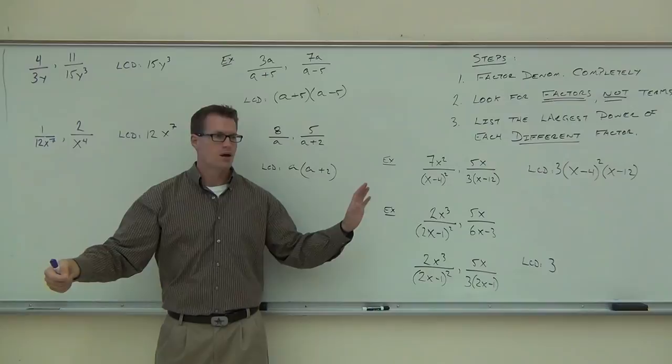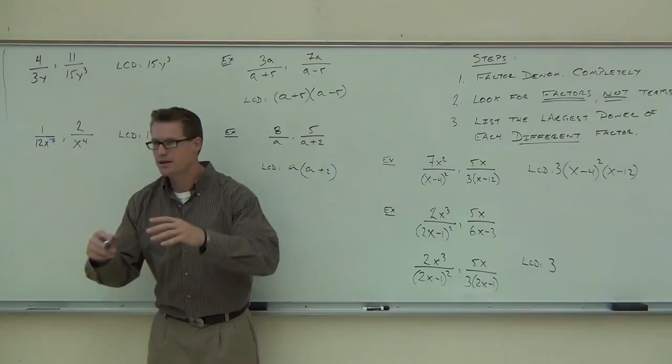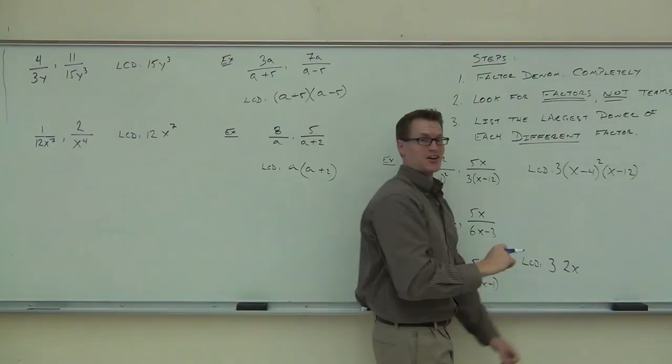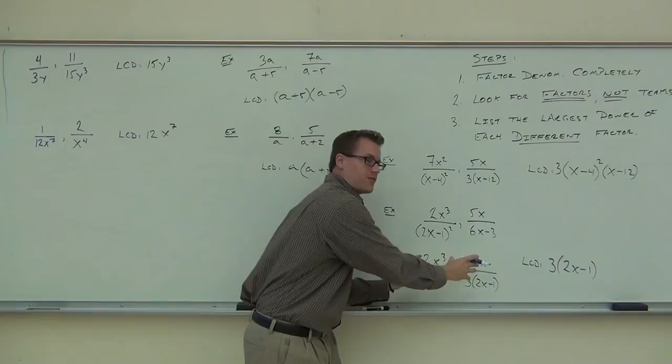What am I going to write next? 2x minus 1 is squared. Squared or cubed? Squared. I didn't hear you guys. Squared. I felt like a drill sergeant there. I can't hear you. Okay, 2x minus 1, that's the factor. We're just writing the largest power of each factor that happens. Squared.